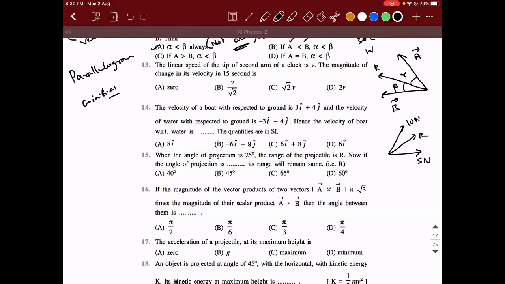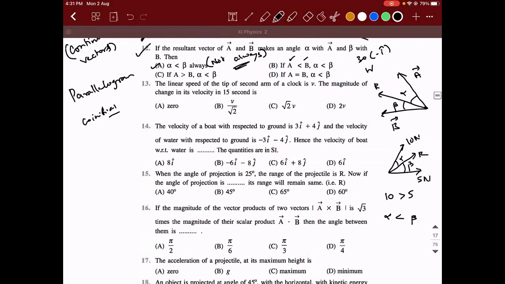So if I take this as alpha and this as beta, we know that 10 is greater than 5, then what will happen? Alpha is less than beta. What is happening to the inequality? They are inversely proportional to the magnitude. Am I right? Yes, sir. Right. So what is the answer? If the magnitude of A is less than B, alpha is less than beta, it is wrong.